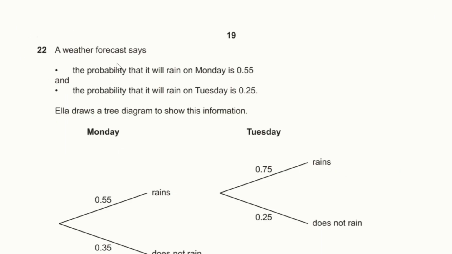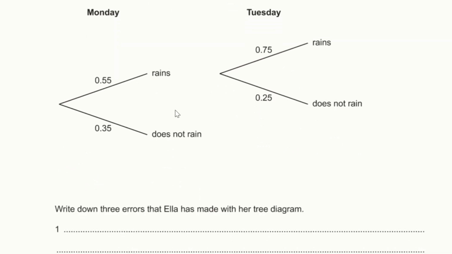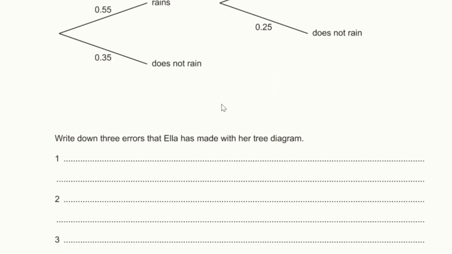Question number 22. A weather forecast says the probability that it will rain on Monday is 0.55 and the probability that it will rain on Tuesday is 0.25. Ella draws a tree diagram to show this information. 0.55, 0.35 for Monday, 0.75 and 0.25 for Tuesday. Now, there's 3 errors here and we need to identify those errors.